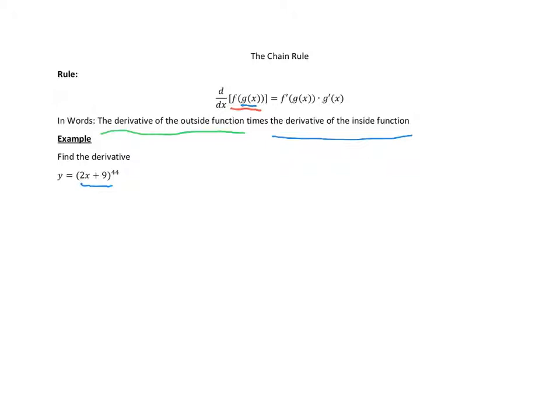So the way that you want to do these is you want to first identify the inside function, which we've done here. So let's call that z. So 2x plus 9 we're going to call z. So the inside function is z, which equals 2x plus 9. And so therefore the outside function is now y equals z to the 44th.